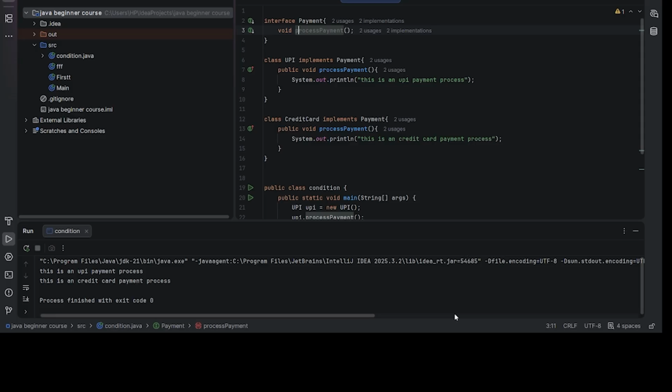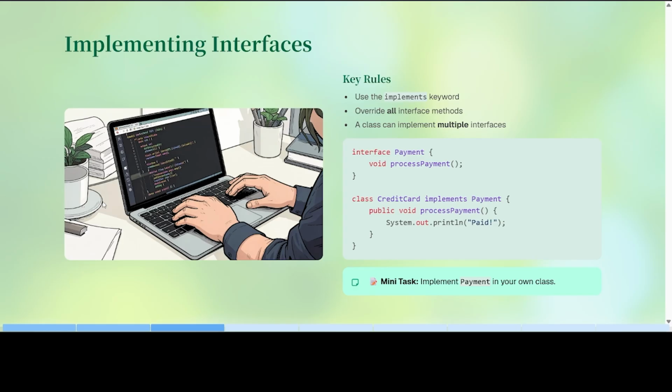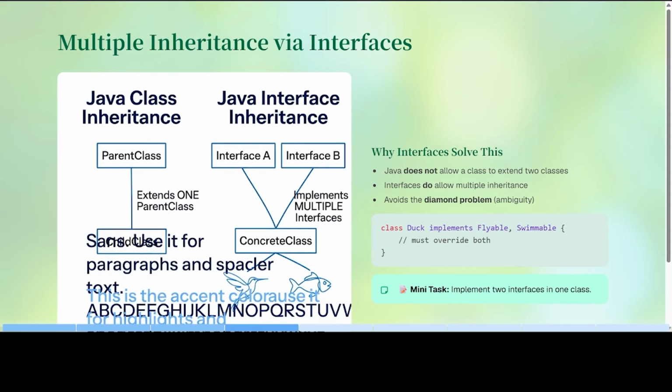Okay. Next we are going to see another important concept, that is multiple inheritance. So what does multiple inheritance mean? Java does not allow a class to extend two classes. That means Java restricts multiple inheritance because it causes an ambiguity problem. But one class can implement multiple interfaces. No confusion, because only method rules are given.